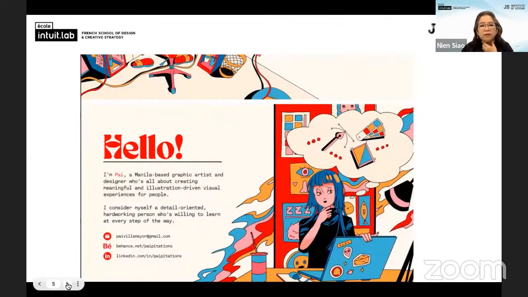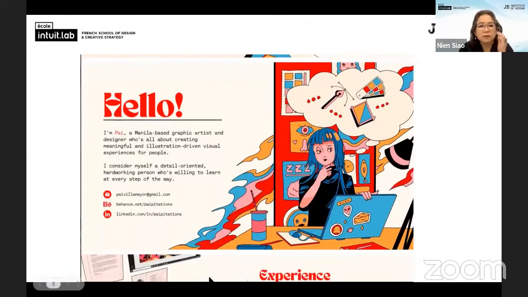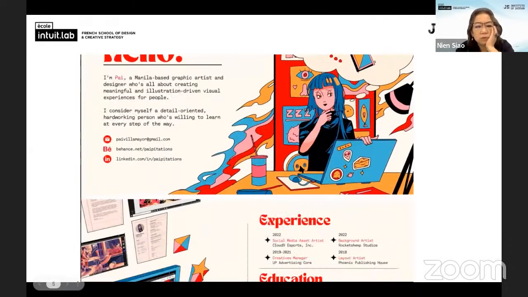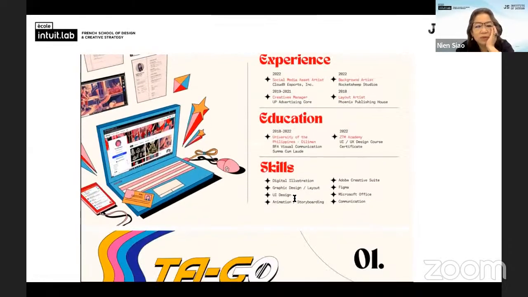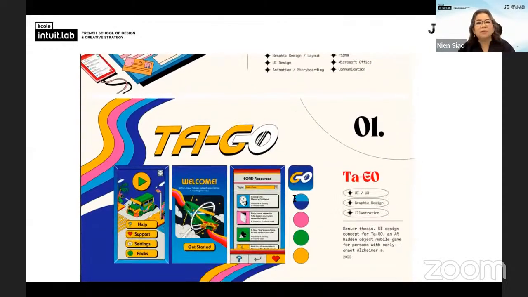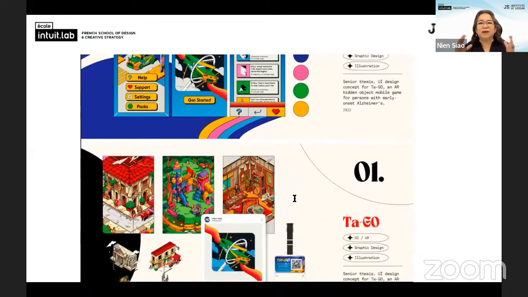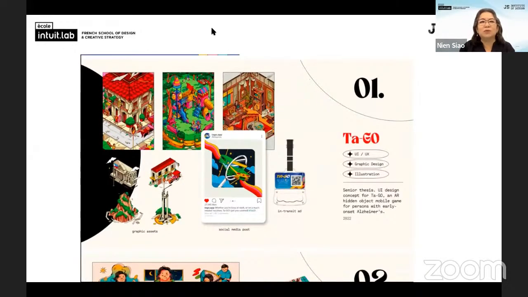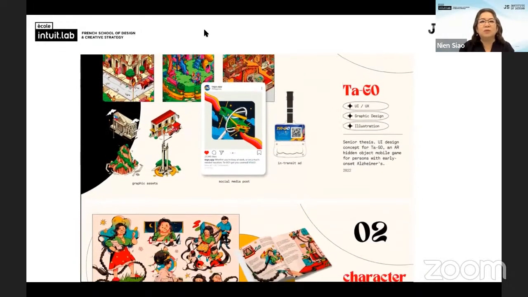Okay, and there's a final question. I want my portfolio to show a story. Wonderful. I think this is such a simple way to say it, but exactly that is what I want you guys to be talking about, your story in your portfolio.